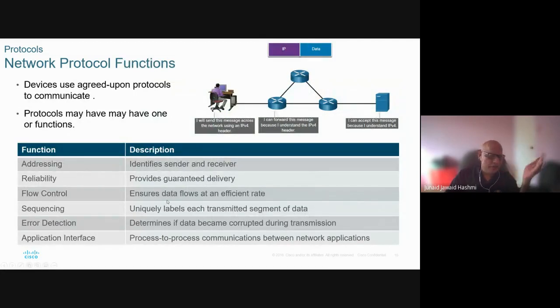And all the devices have to use the same protocol in order to communicate. So for example, with AppleTalk, the other computer has to use AppleTalk. AppleTalk, by the way, is a protocol, as the name implies, of Apple. In the same way, if one device is using TCP/IP, the other device also has to use the same protocol, TCP/IP.